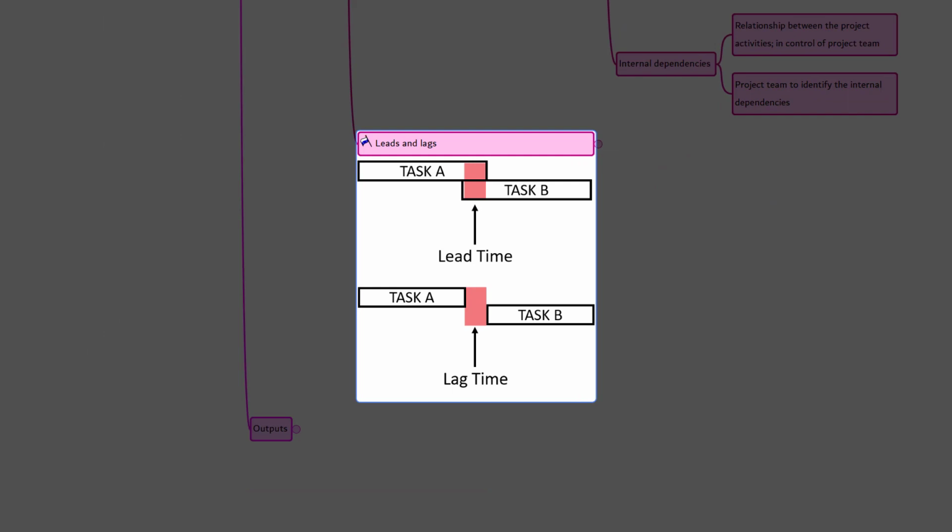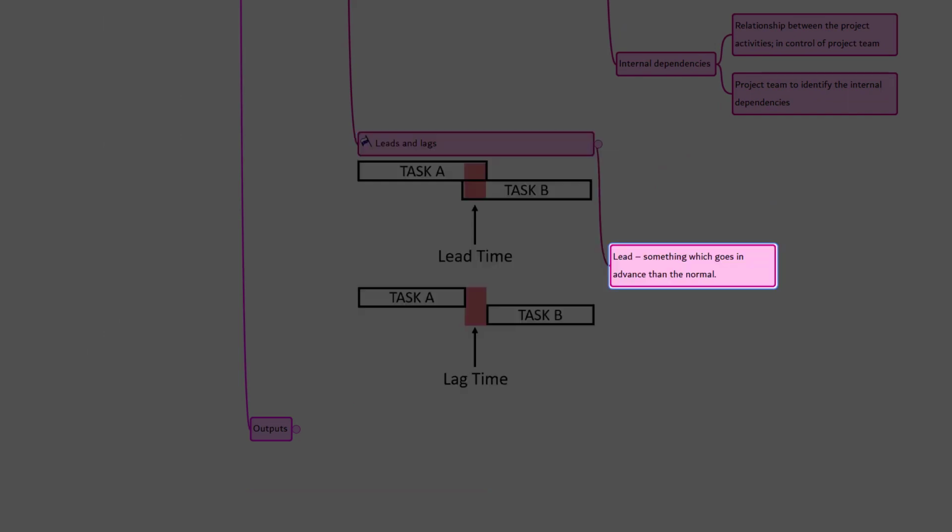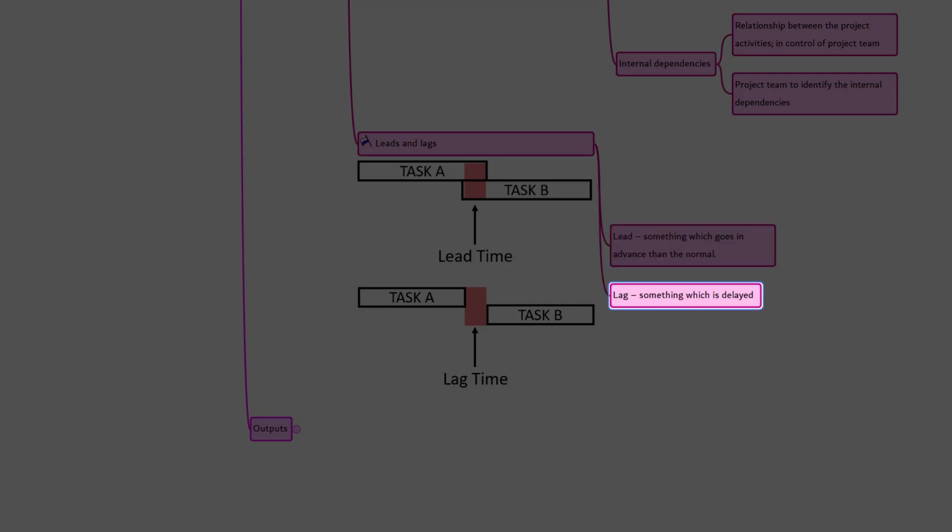Now, leads and lags. We already discussed it, so let's have a quick recall. Lead is something which goes in advance of the normal. Lag is something which is delayed. After the completion of the predecessor activity, the next activity cannot be started immediately. The successor activity has to wait for a certain period of time.